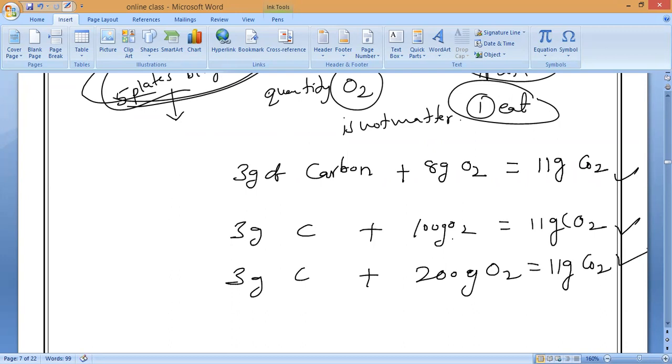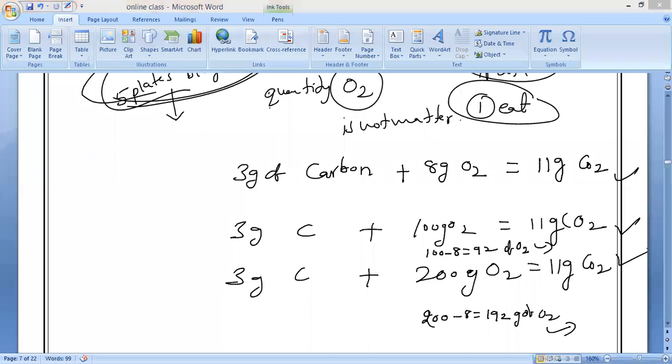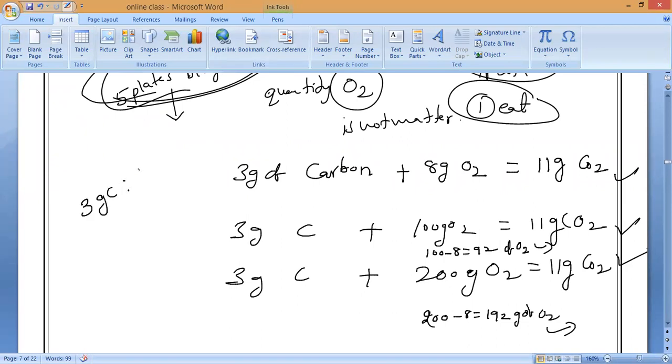And in the remaining cases, 100 minus 8 equals 92. Here 200 minus 8 equals 192. So 92 grams of O2 will remain outside, and 192 grams will come outside here. Is it okay, all of you? Now are you clear? Akilan, yes or no? Yes, sir. Always 3 grams of carbon equals how many grams of oxygen? 8 grams of oxygen. So it always remains constant.